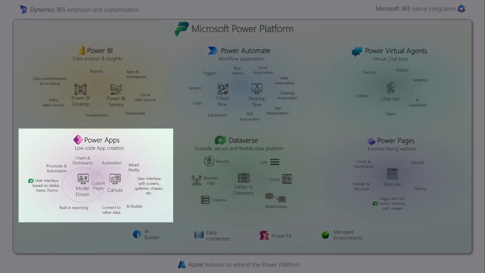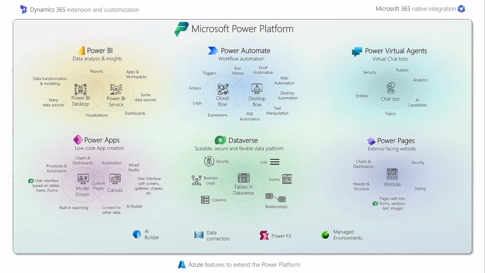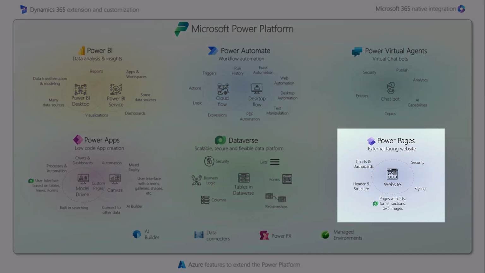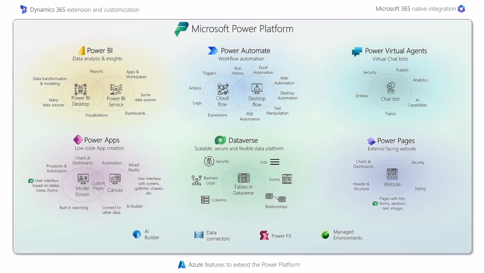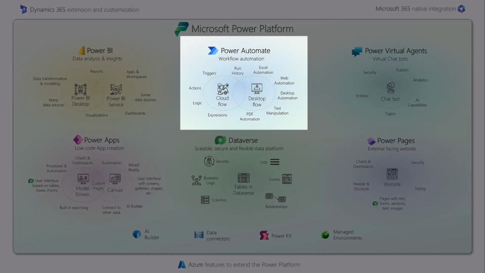Then we have Power Apps, which lets you create custom business applications without writing code. It provides an easy-to-use interface to create and modify fields, form lists, and many more. You also have Power Pages that let you create, host, and administer external-facing business websites. You have Power Automate that lets you create automated processes and workflows.